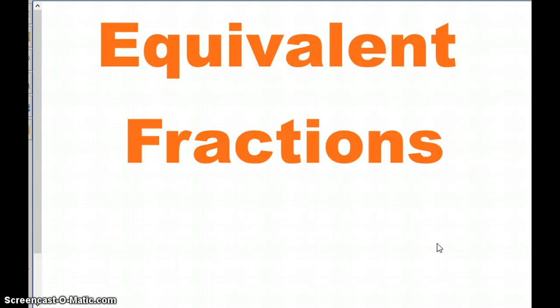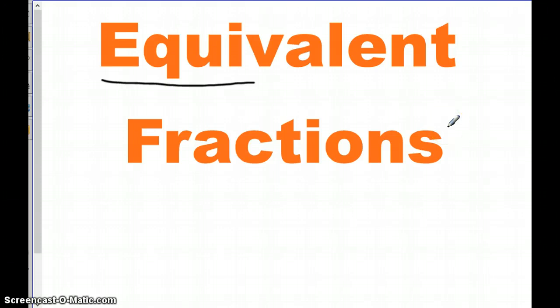Hi, fourth grade. Today we're going to be looking at equivalent fractions. So when you hear the word equivalent, what word do you hear? Well, I hear the word equal. So you're absolutely right. In the word equivalent, you hear the word equal, and so we're going to be talking about fractions that are equal to one another.